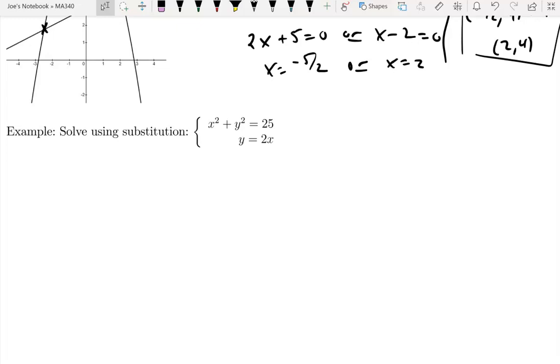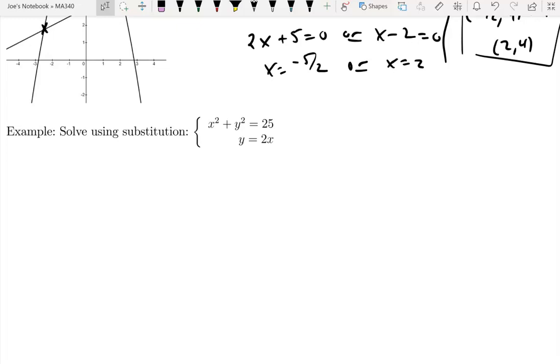Again, much like the parabola case, I might have the line not intersect the circle at all. It's possible I could shift that line somewhere. It's also possible I could make the line just barely touch the circle and have 1 solution. But this goes through the origin, right? The y-intercept is 0. The circle is centered at the origin, so I would expect there's going to be 2 solutions. So this one asks us to solve it using substitution.